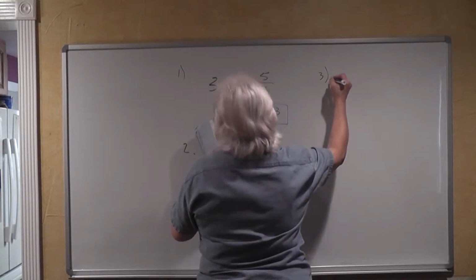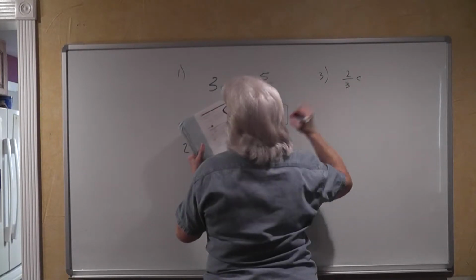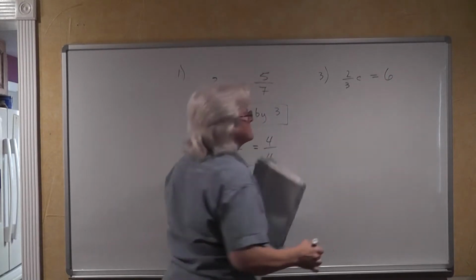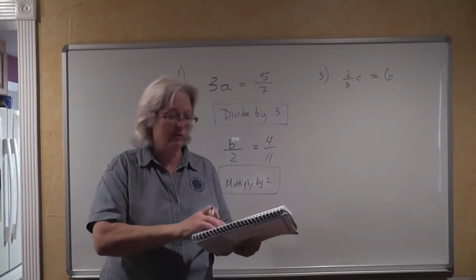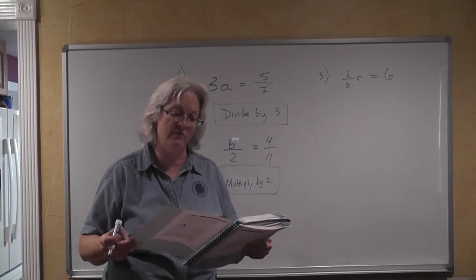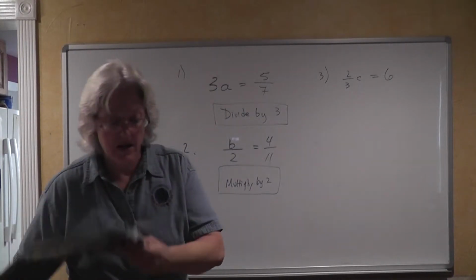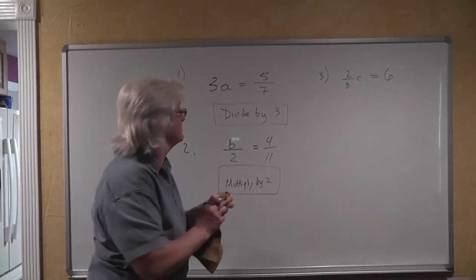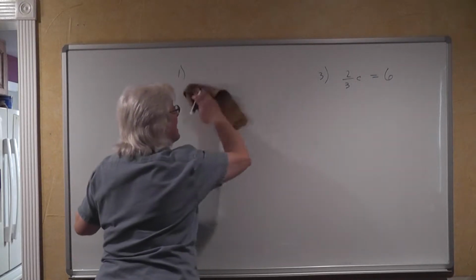Problem number 3, we have 2/3 C is equal to 6. Now, let me take just a second and refer you back to page 225, where they're talking about reciprocals. And they have an example here, and we're going to use this. Because you think, okay, well, what has happened here?